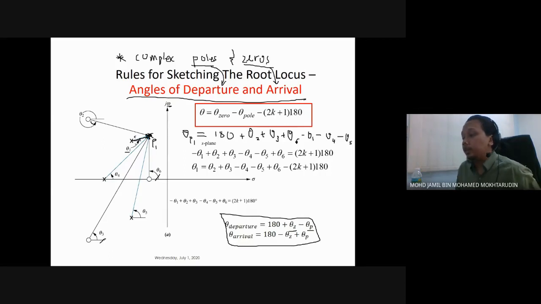So to find the value of the angle at, let's say, this pole, what you need to do is create a line connecting these two points, and then these two points, and then you find the angle. Okay, angle measured from the real axis.